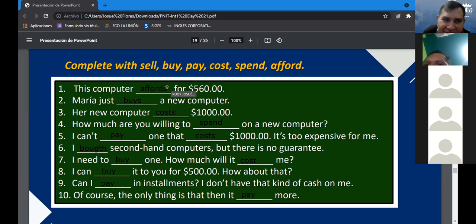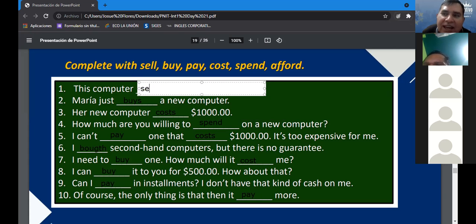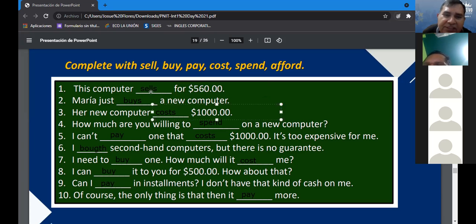No, it's sell. This computer sells for $560. It's the pronominal form in Spanish. Se vende por. It's a third person singular. Okay. This computer sells for $516. Maria just buys a new computer. Her new computer costs 1,000. How much are you willing to spend on a new computer? I can't afford one that costs 1,000. It's too expensive for me. I bought a second-hand computer, but there's no warranty.